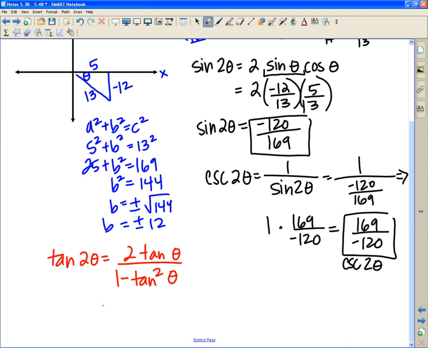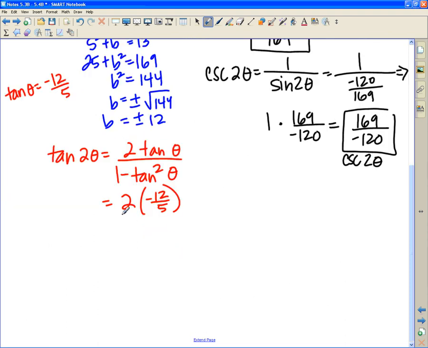Okay, here we go. 2 times the tangent of theta, I need to do some side work. Tangent of our angle, here's theta, is opposite over adjacent. So opposite is negative 12, adjacent is 5. So 2 times negative 12 divided by 5, divided by 1 minus, there's that tangent squared theta again. You have to understand this notation. This is tangent of theta, squared. Order of operations is crucial here.